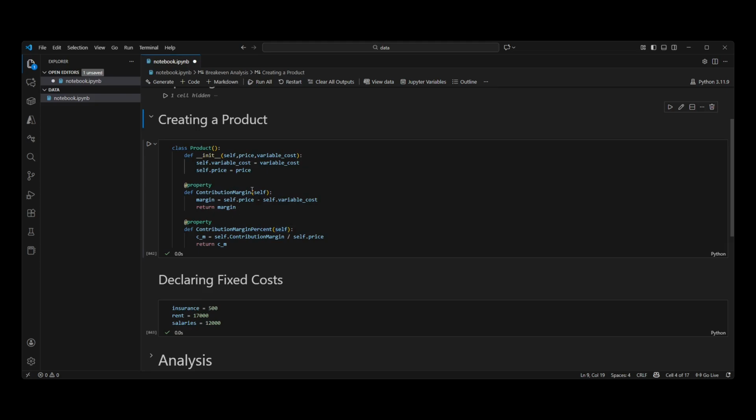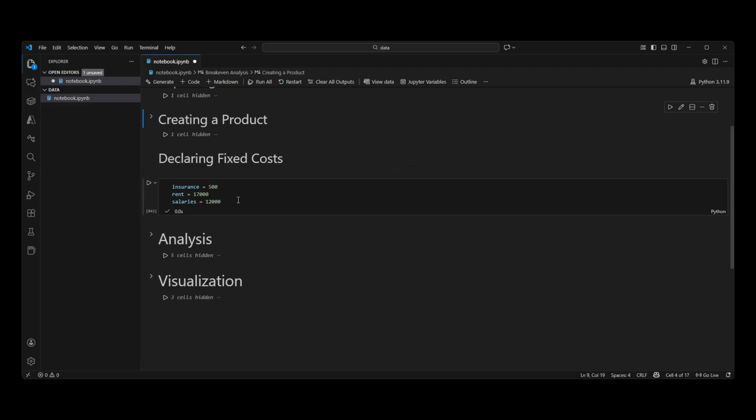What I've done here is I created a product object that has price and variable costs that will calculate its own margins. And I also declared my fixed costs, which are insurance, rent, and salaries. And I just used arbitrary numbers. I was throwing something out there for the sake of this demonstration.